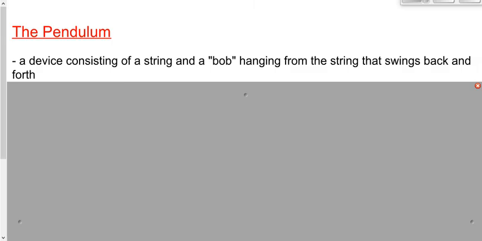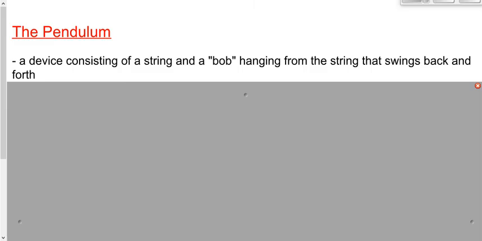It was a piece of steel, right? A steel rod, basically, with a bob on the end of it. But it's still a pendulum. It's a device that consists of a string or a piece of steel rod or something and a bob hanging on the end of it that swings back and forth, back and forth, back and forth.